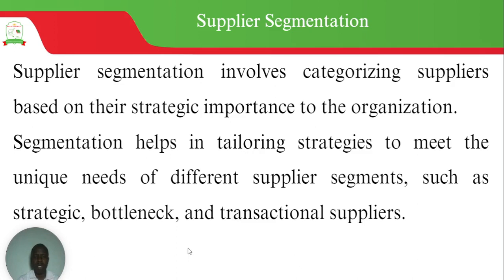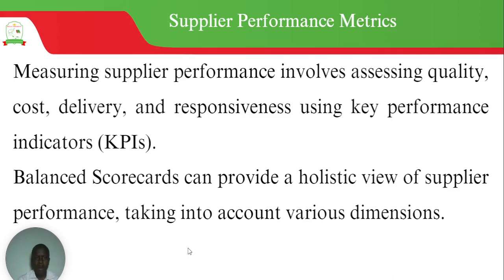I invite you now, based on these three categories that we have just mentioned, to do a small research and get to know how these suppliers operate, the strategic ones, the bottleneck ones, and the transactional ones. We have also something we call supplier performance metrics. Once we are measuring supplier performance, it involves assessing the quality, the delivery, and responsiveness using key performance indicators. So we need to have performance metrics.